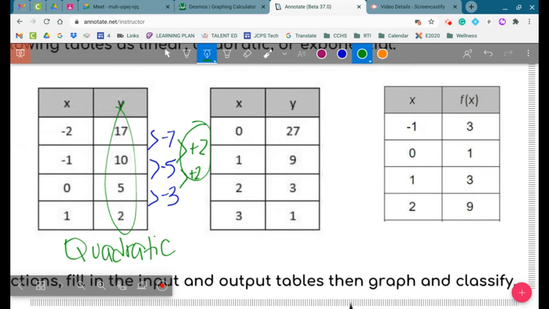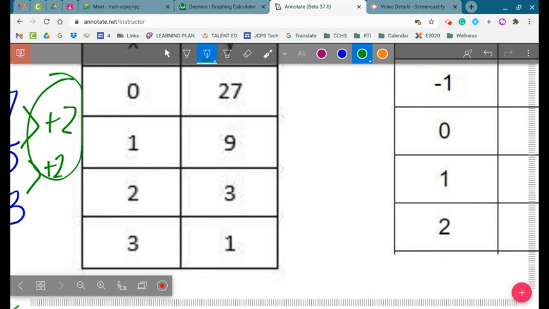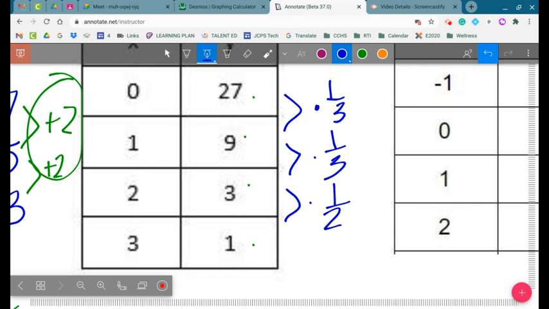This one you can't. This one exponential, we're going down from 27 to 9 to 3 to 1. So we're going down a lot. So I want you to think, okay, 27 to 9 is down by 18. And then you go down by 6. Then you go down by 2. So those numbers are actually all common. We're actually multiplying by 1/3 each time. So we're dividing by 3. So this one is exponential.